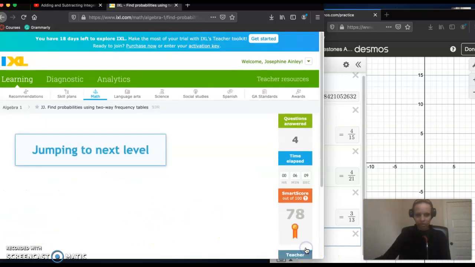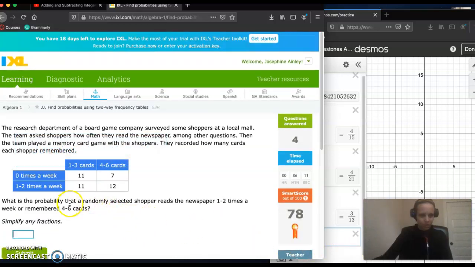All right, let's skip another level. What's the probability that a randomly selected shopper reads the newspaper 1 to 2 times a week? Okay, good. All right, so now the question has changed. So the probability he reads 1 to 2 a week is 11 or 12, right?